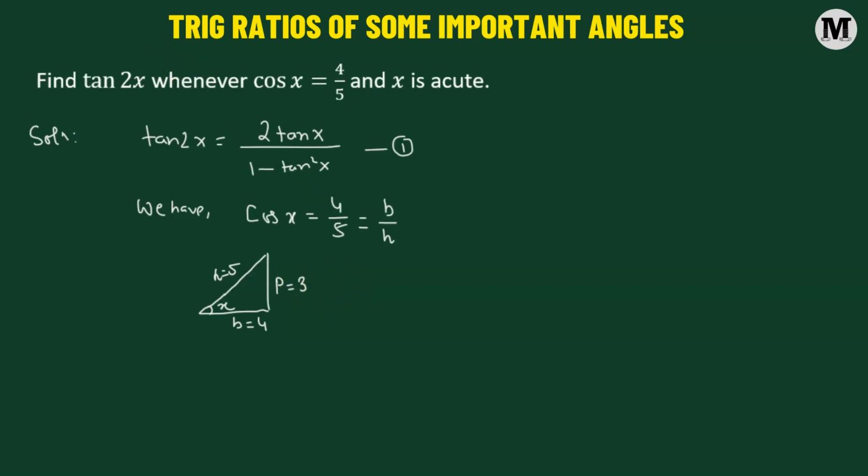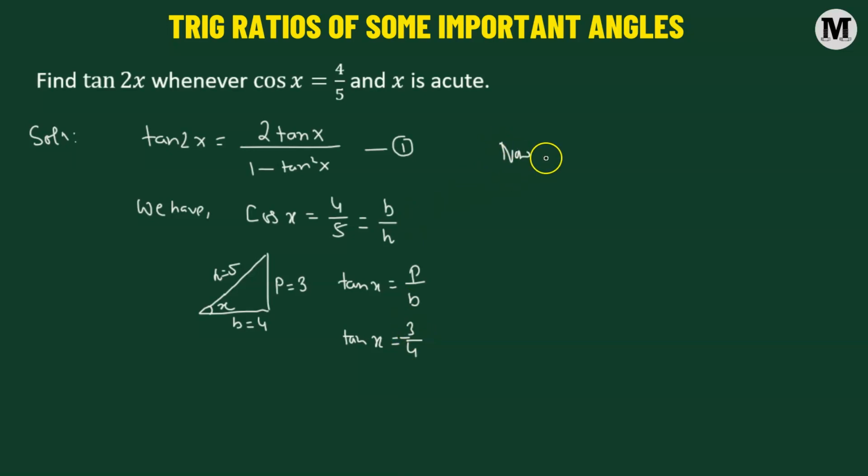So from this particular triangle, now we can define the value of tangent x. So tangent of x is given by the opposite over the adjacent. So that means tangent of x comes out to be 3 over 4. Fine. So let's use this value and substitute into 1.